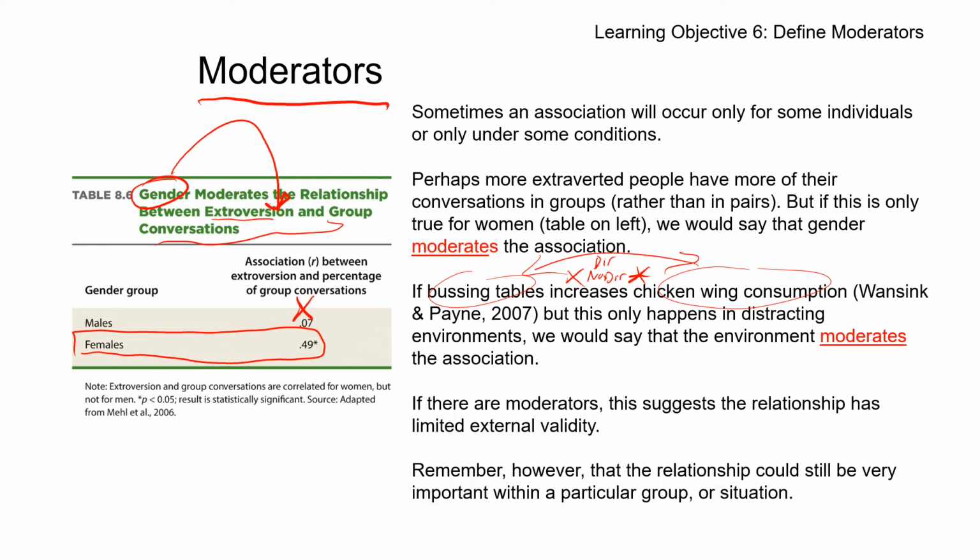If there are moderators, this suggests that the relationship has limited external validity because the moderator is actually what's causing this effect. The relationship could still be very important within a particular group or situation, but not in all contexts.